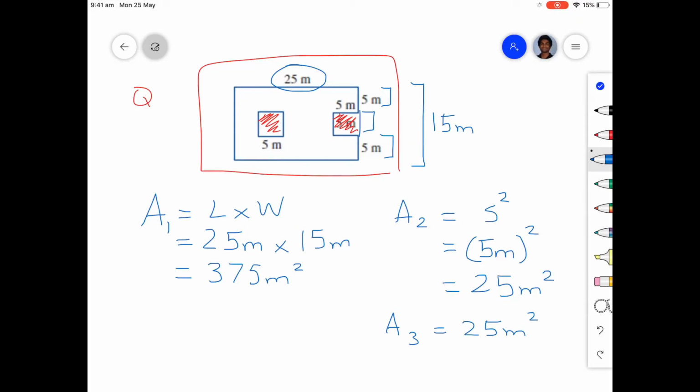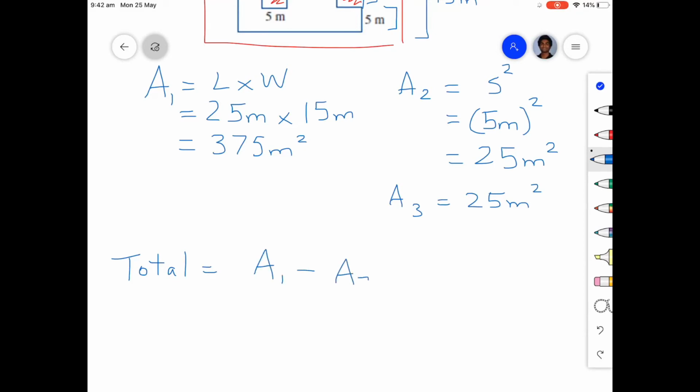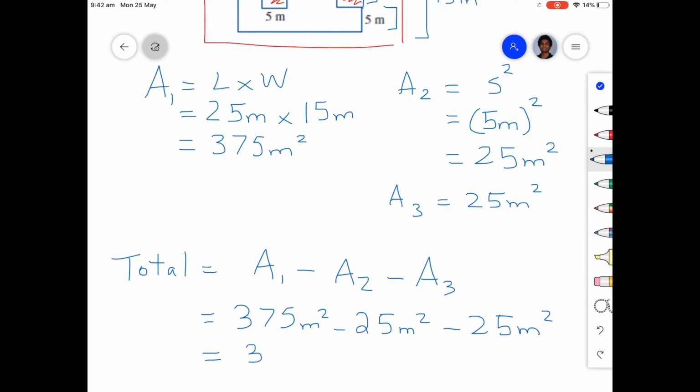Now, unlike question 3, where we added them together, in this question we need to subtract area 2 and 3 from our area 1. So our total area this time will be area 1, take away area 2, and take away area 3 as well, which will be 375 meters squared, minus 25 meters squared, minus 25 meters squared again. Or what you could have done is subtracted 50 meters squared by adding those 2 together in the beginning. But either way, you will end up with the same answer, and that answer is 325 meters squared.